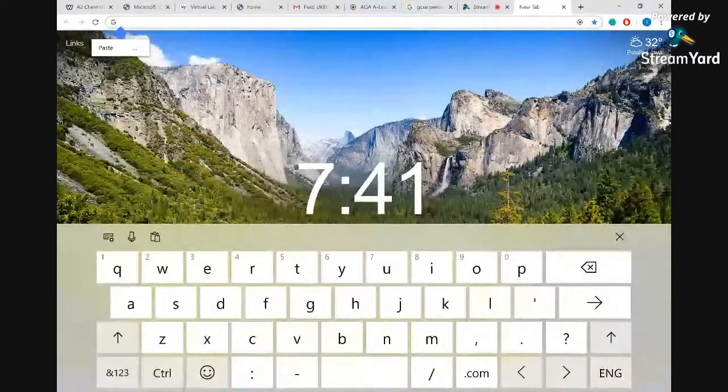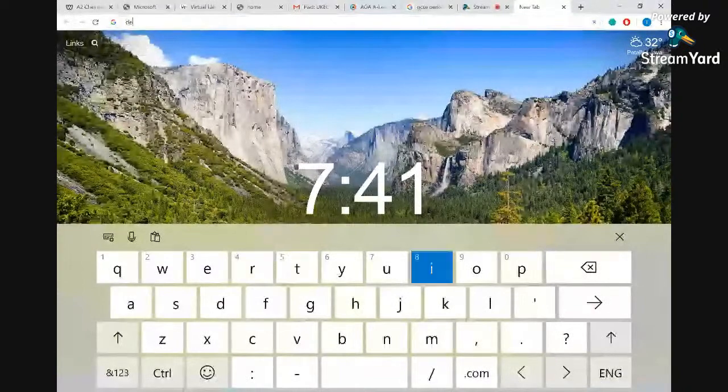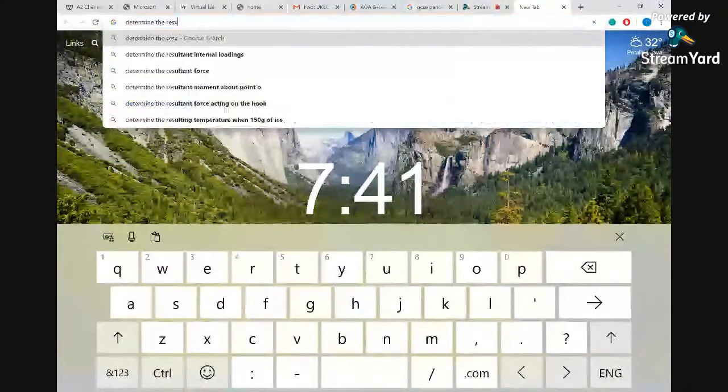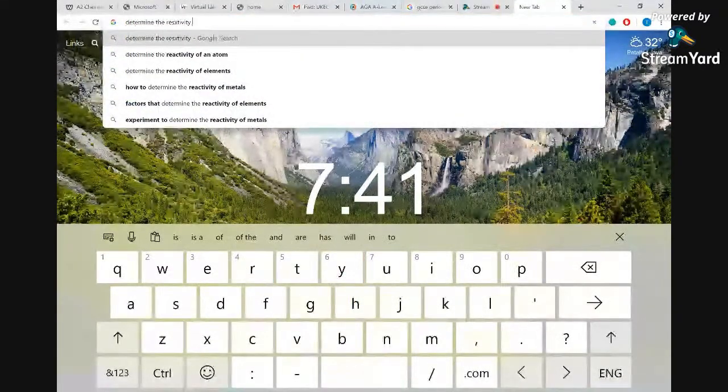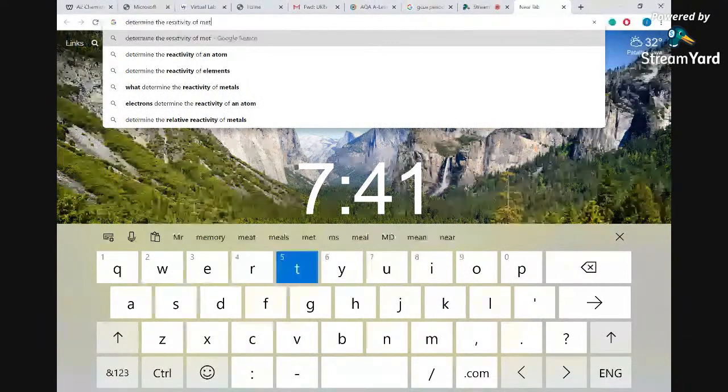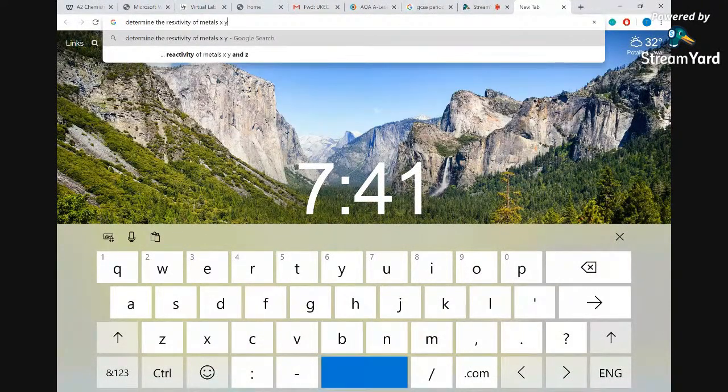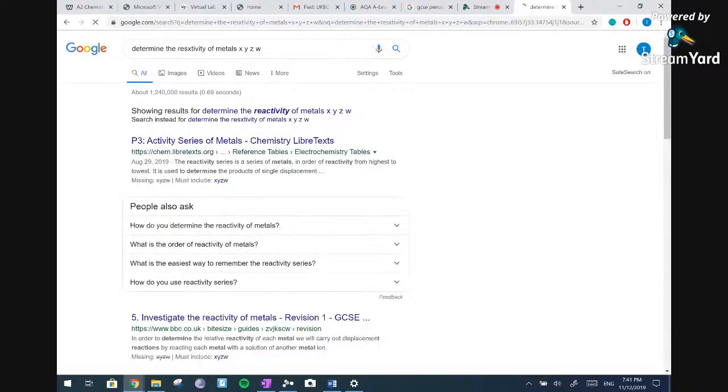The question's going to be: determine the reactivity. How to determine, experiment to determine the reactivity of metals X, Y, Z, and W. Let's go for that. I seem to have those letters in my head.